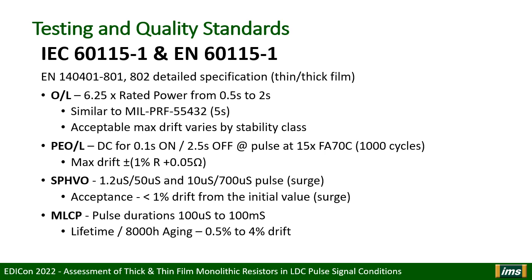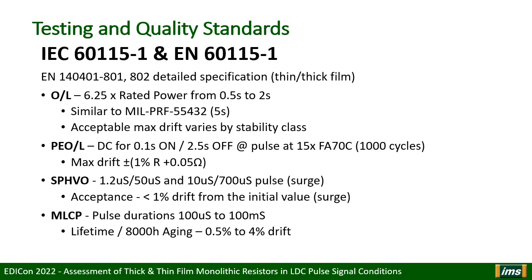Single pulse high voltage overload uses two waveforms for surge ratings, 1.2/50 microseconds and 10/700 microseconds. In each case, the first number is the front time and is the time for the peak current to be reached, and the second number is the fall time and is the amount of time it takes the pulse to reach 50% of the peak.